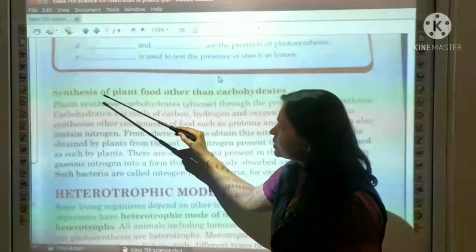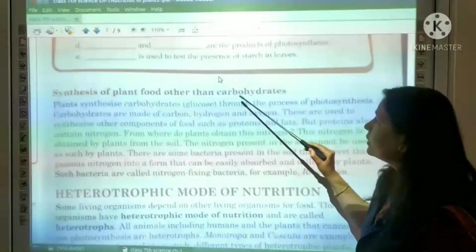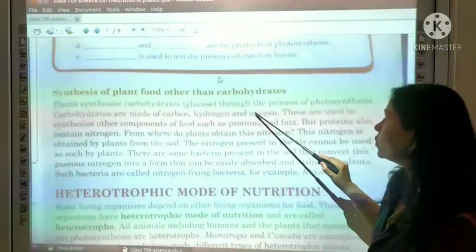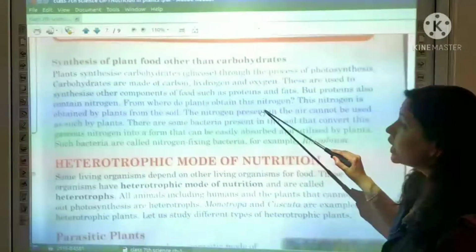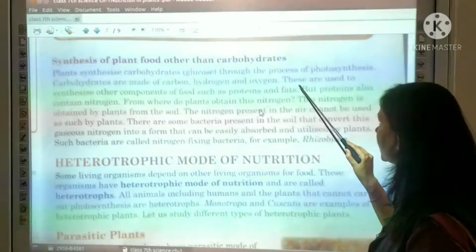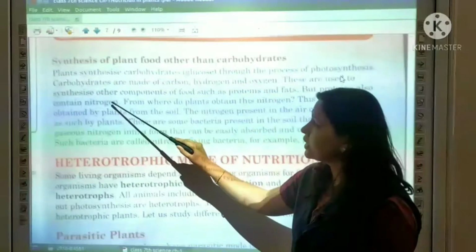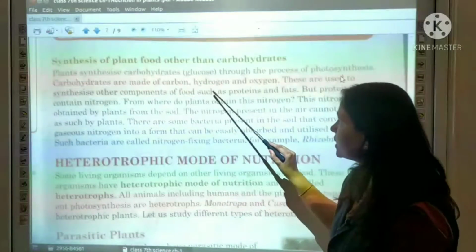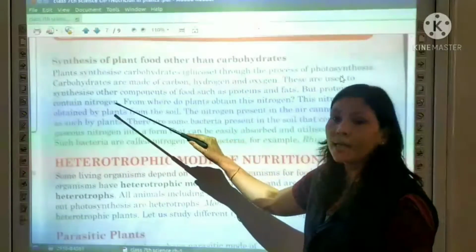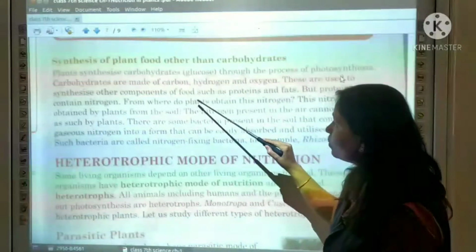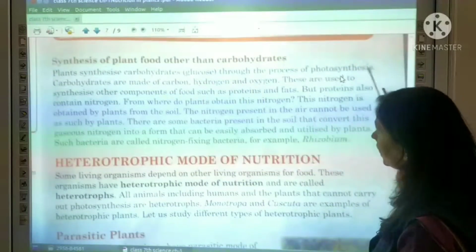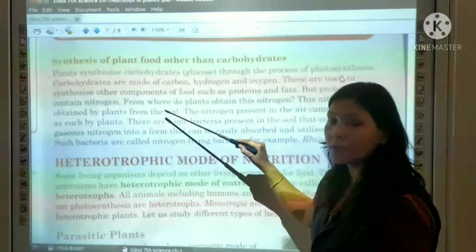Next topic is synthesis of plant food other than carbohydrate. Plants synthesize carbohydrate glucose through the process of photosynthesis. Carbohydrates are made of carbon, hydrogen and oxygen. These are used to synthesize other components of food such as proteins and fats. But proteins also contain nitrogen. From where do plants obtain this nitrogen? This nitrogen is obtained by plants from the soil.